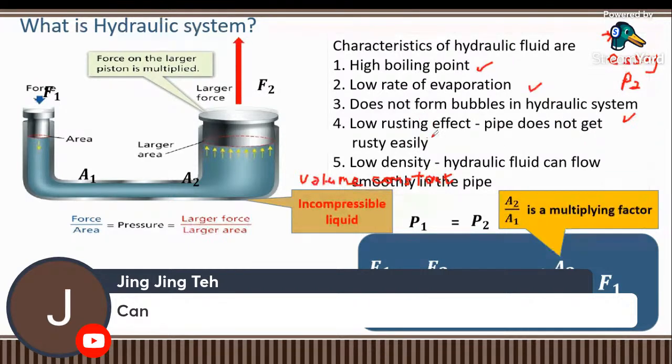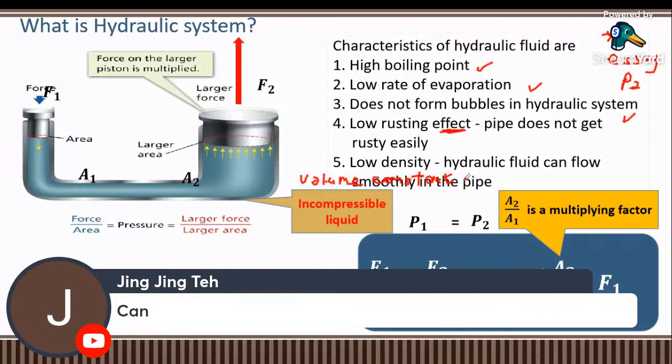Low rusting effect, so the pipe does not get rusty easily. Normally the pipe is made of metal, so we use a liquid which does not cause rusting to the pipe. The pipe itself is also made of material with a low rate of rusting, like stainless steel, PVC, contoh lah. Pipe does not get rusty. The hydraulic fluid flows smoothly in the pipe. The liquid also has low density.